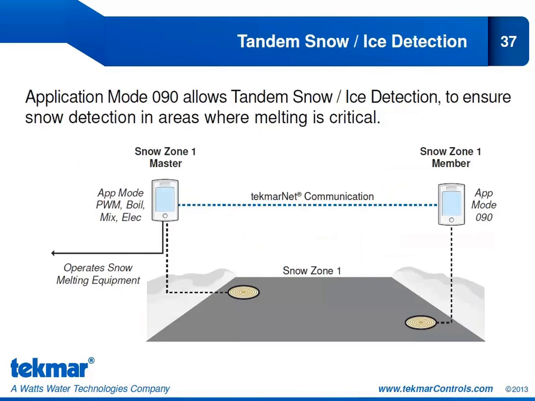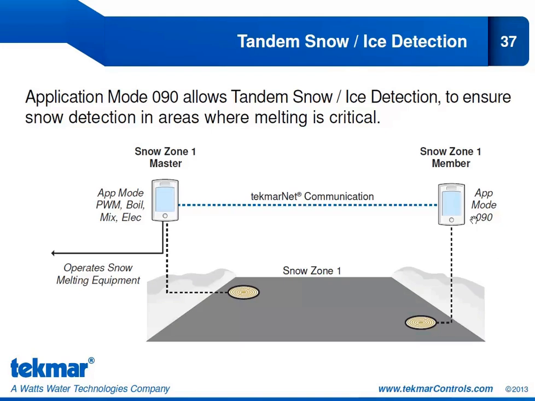So application mode 090 allows for the tandem snow ice detection functionality. So here we have a single snow zone. And in that single snow zone, we're using 2 090 or 094s. So this is very helpful in large snowmelt zones. If you have a very long driveway or another very large snowmelt zone, then it's difficult to get reliable information from a single sensor that would apply to the entire slab surface. So this is a way of having 2 different sensors in 2 different locations so we can more reliably detect the conditions of the slab as a whole.